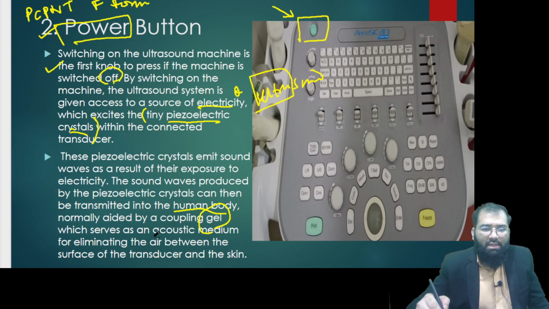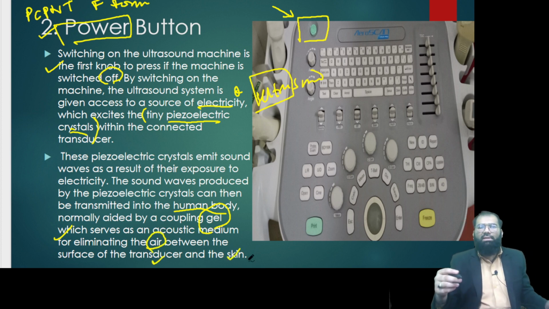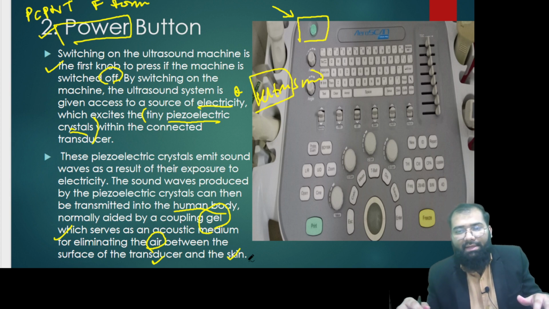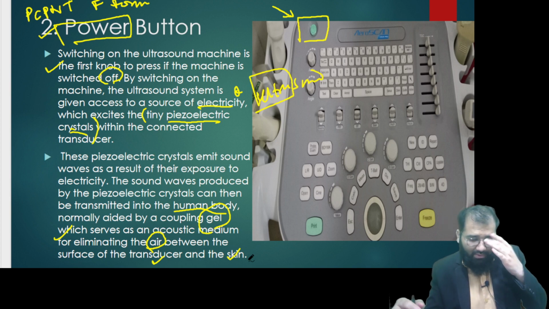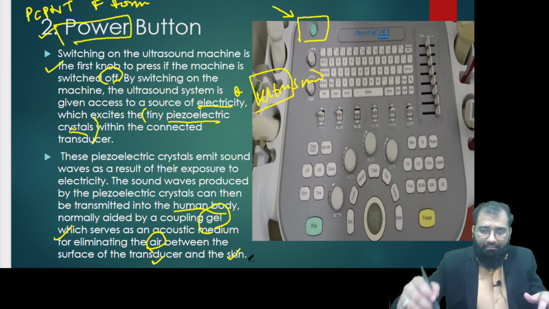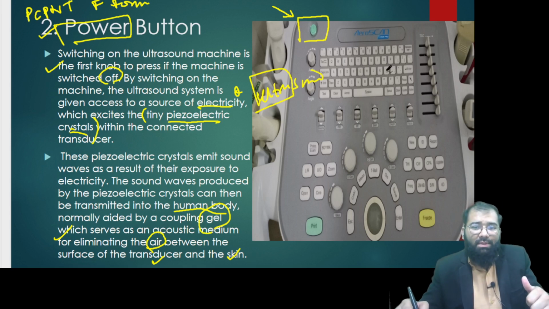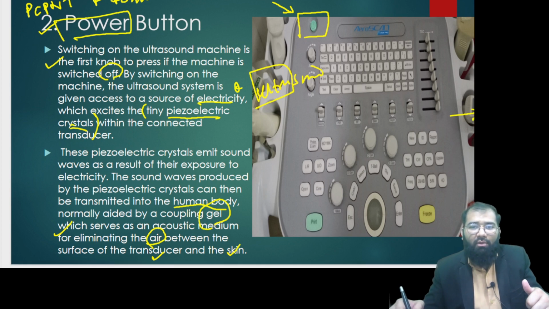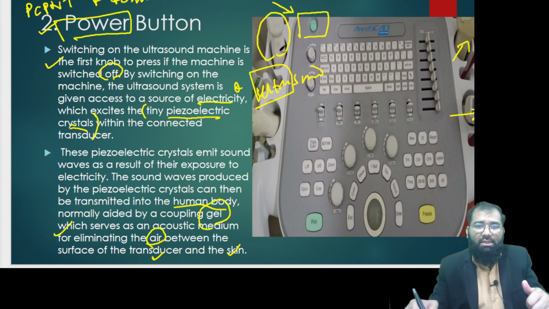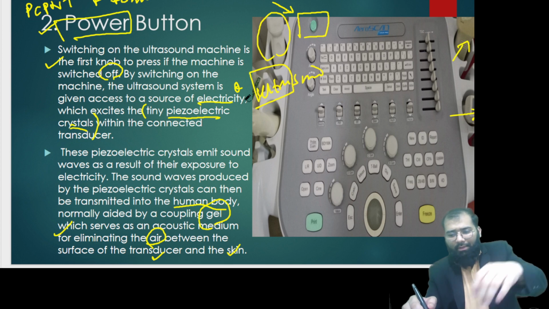So gel serves as the acoustic medium for eliminating the air between the transducer and the skin. What is a transducer? The probe is also called a transducer. Transducer is nothing but probe. Again, I want you to identify the various probes. So this is the convex probe. For Obs Doppler, you will be selecting the convex probe. This is the linear probe, and this is the cardiac probe, which is a phased probe.